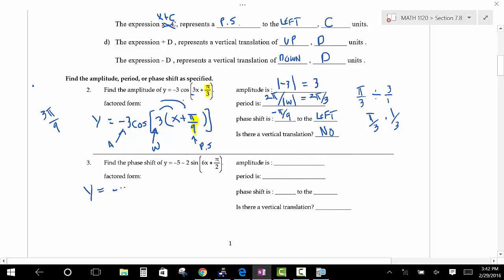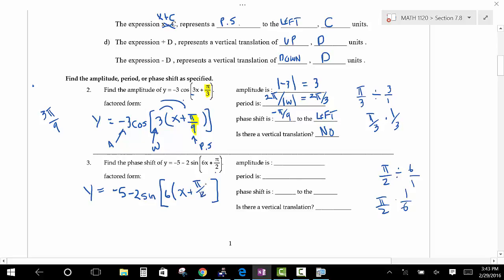Okay? All right, number 3, let's put this in a factored form. So we're going to bring down the negative 5, minus 2 sine, draw a big bracket, and factor out the 6. Okay, so when we do that, we'll have 6 times x. Now what you always do is you just take that pi over 2 and you divide that by whatever you're factoring out. So you're factoring out that 6. So what you do is you do pi over 2 times 1 over 6. So what's that going to be?